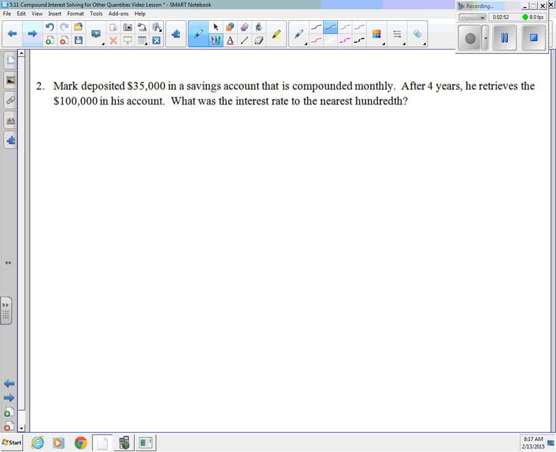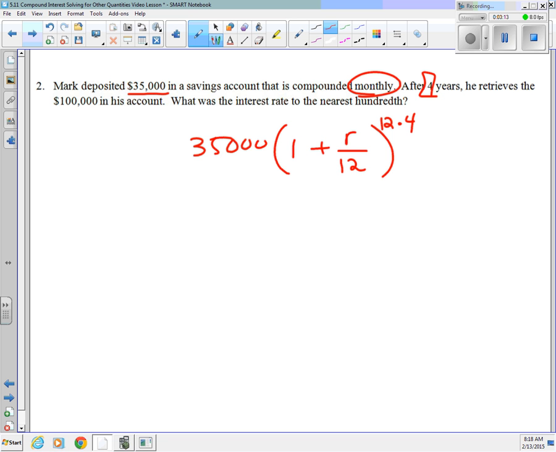So we can also solve for other things. So this is my initial deposit, $35,000, times 1 plus, well, I don't know the interest rate, so I want to leave that blank. I do know it was compounded monthly, so that's 12. And now I have raising this to the 12 times, well, I know my time was 4. And that has to equal $100,000.